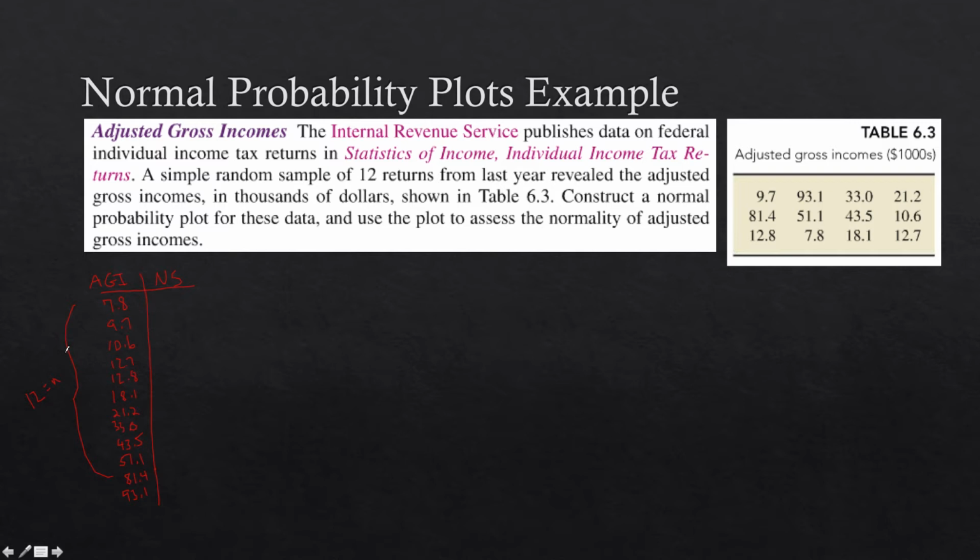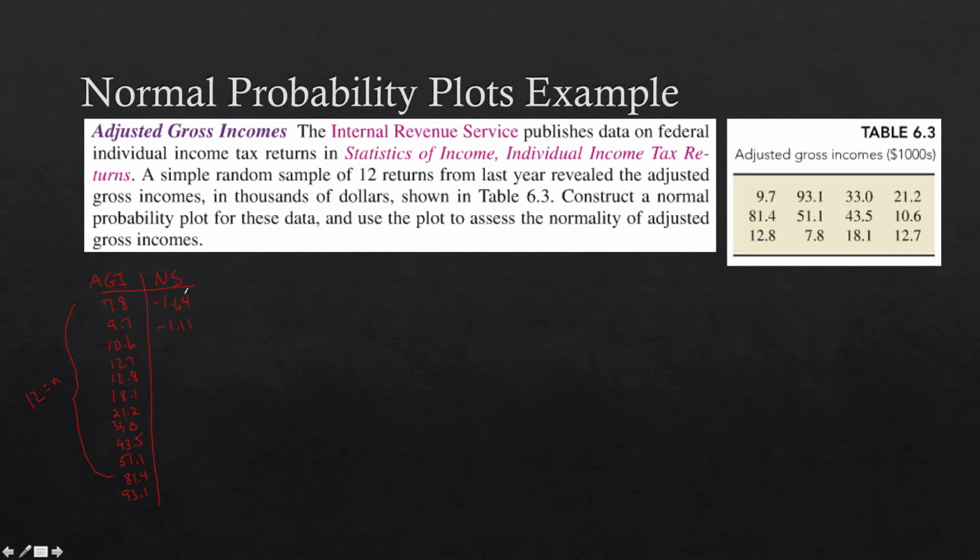Now, under 12, you should see negative 1.64. Well, that's the value of position 1. If you look all the way to the left side of the page there, you'll see that's the value of the object in position 1. So what that means is 7.8 has a normal score of negative 1.64. 9.7 has a normal score of negative 1.11 because that's position 2. And then you follow it on down and you will get all 12 positions labeled out there with their normal scores.